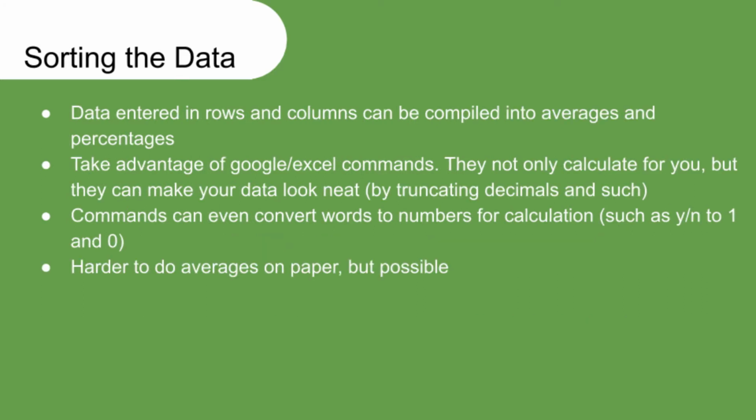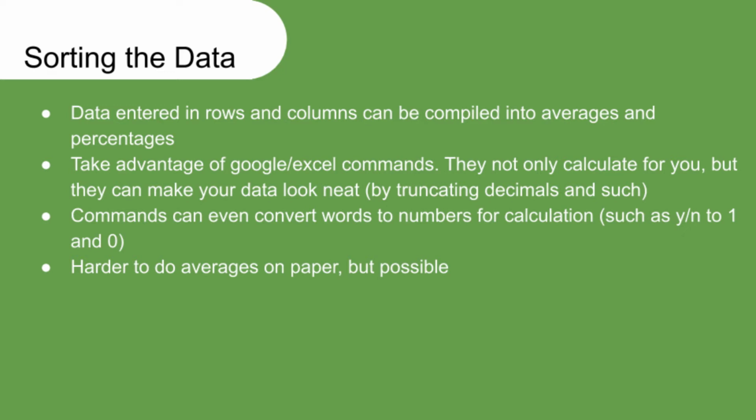So let's explore how to sort the data that you have. Data entered in rows and columns can be compiled into averages and percentages. So with Google Sheets or Excel, you can have commands and formulas in different boxes that reference other boxes, compile it together, make an average, make a percentage, do all sorts of stuff. The sky's the limit, basically.